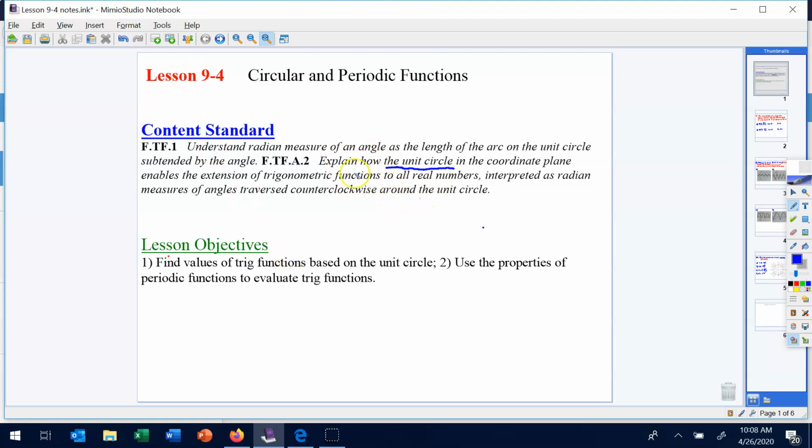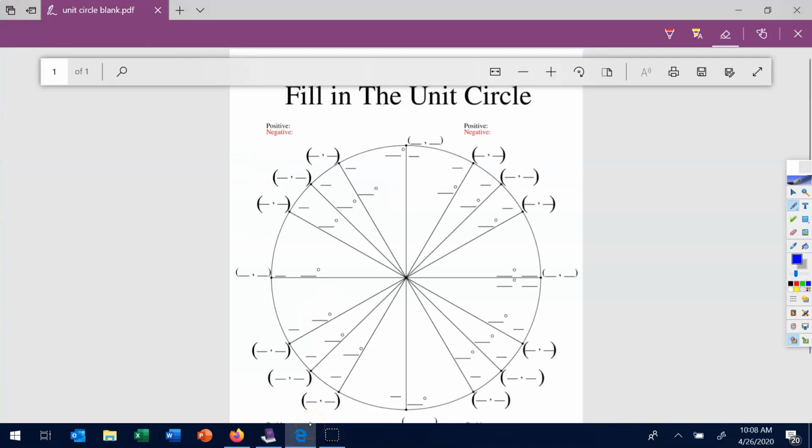So the bulk of this lesson, we're going to start off with how do you construct your own. You are going to have to do that yourself, and I'm going to walk you through that. And then we're going to look at this idea of trig functions being periodic and talk about some other necessary things in this area of trig. So let's just get to the unit circles.